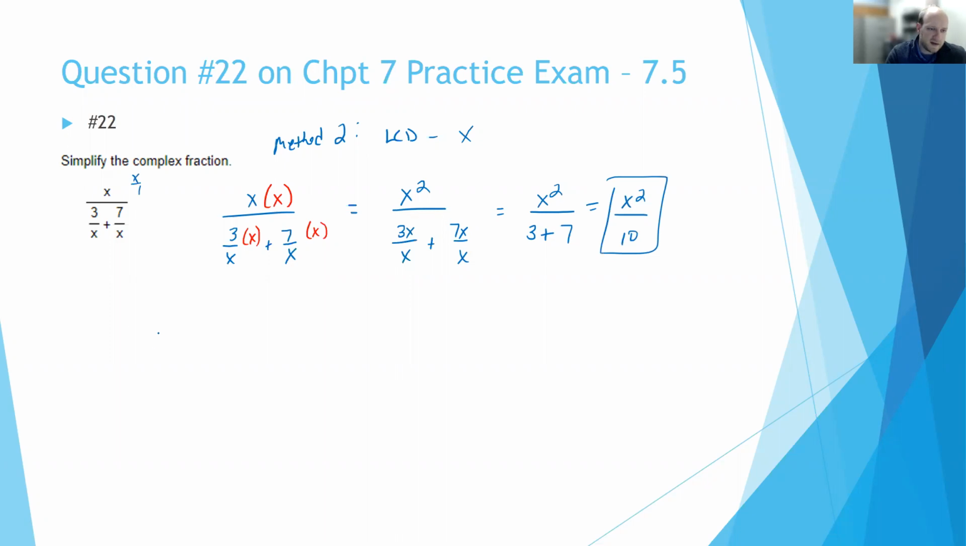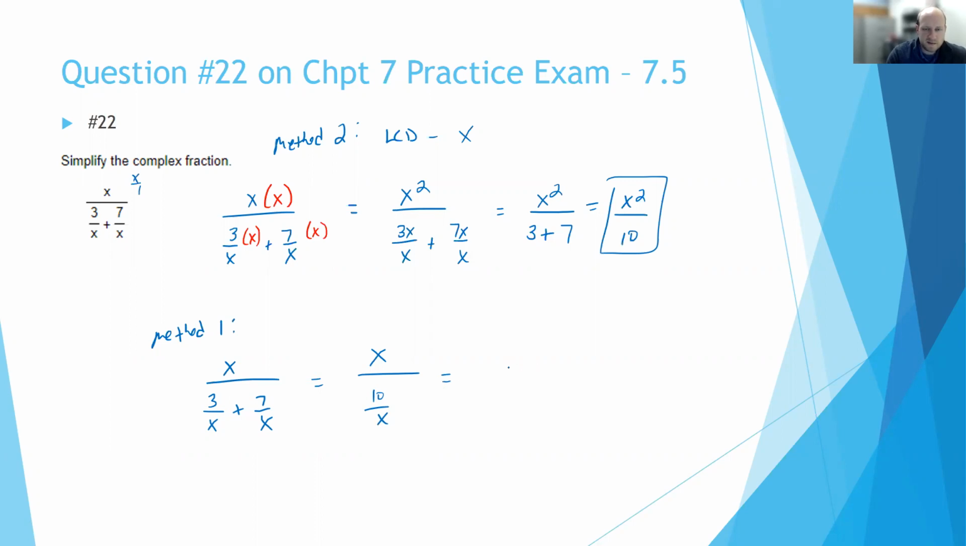Okay. And then the other method was taking this problem and writing, let's say, this denominator as a single fraction. And that's easy to do here because these both have a denominator of x. So I'm going to keep this x in the numerator, but then 3 over x plus 7 over x is 10 over x, right? We add the numerators, 3 and 7, gives us 10, and we keep the denominator.